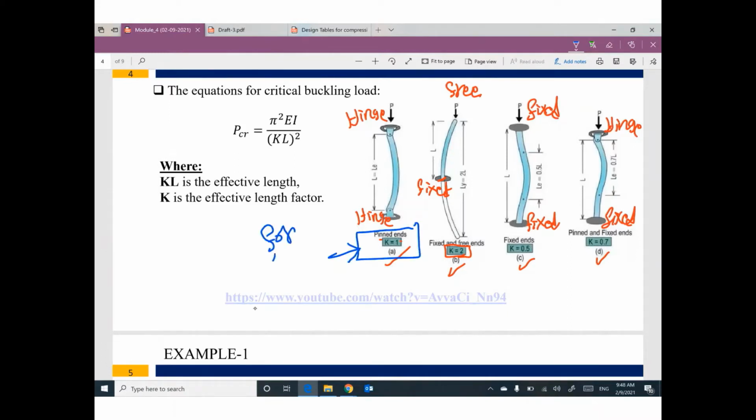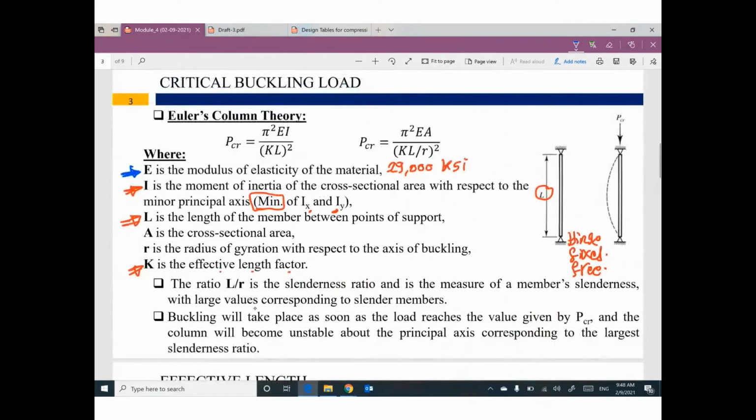For truss members, all truss members are pin connections. So K equals 1. If you multiply K, which is 1, times L, the member length, I can figure out the denominator for this equation. So P critical for any member in the truss equals pi squared E I divided by (KL) squared. That makes sense?